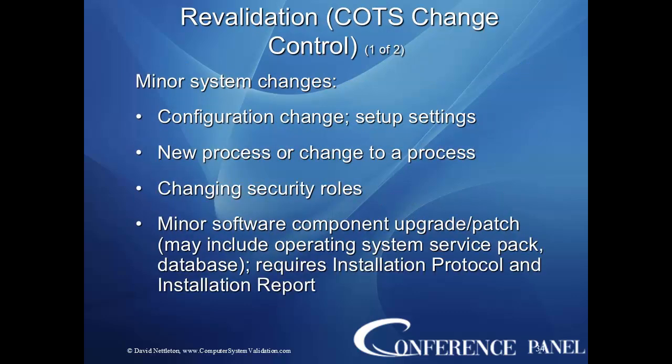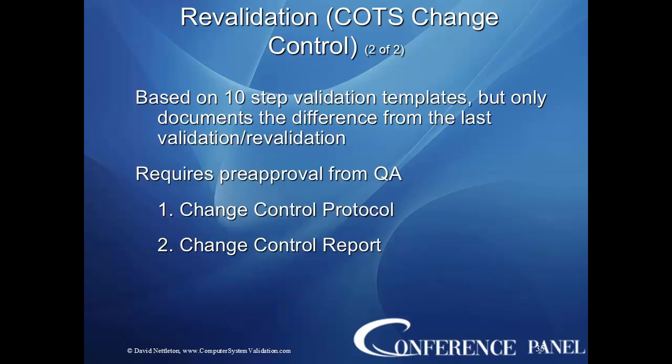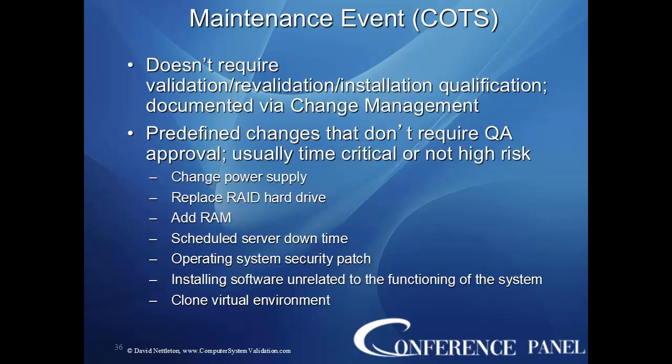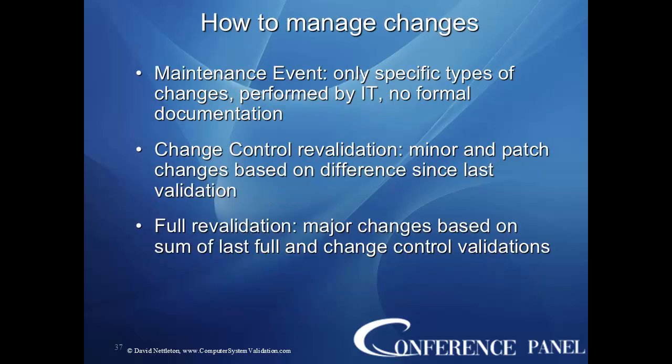For minor system changes, this is 80% of your life. What is it? A change control protocol is the delta, the difference in requirements, specifications, hazards, tests. A maintenance event is an SOP that only has a list of things like for like changes. They're how to manage changes.